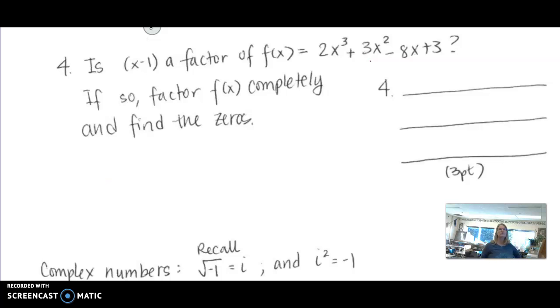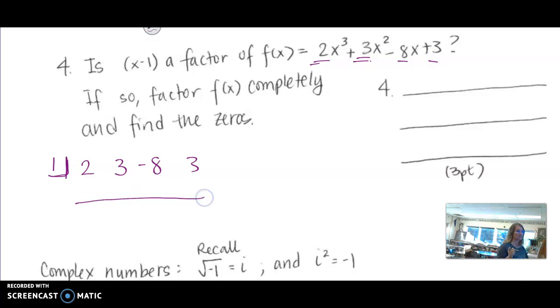So what we're going to look for is, if x minus 1 is a factor, then the remainder will be 0. So the easiest way to do this, since this is a linear factor right here, we can do synthetic division. And so think to yourself, what goes in the little box here? It would be a positive 1. And then we have the coefficients of 2, 3, -8, and then the constant is 3. And notice there aren't any missing terms, so I didn't need to worry about that, but be watching for that.